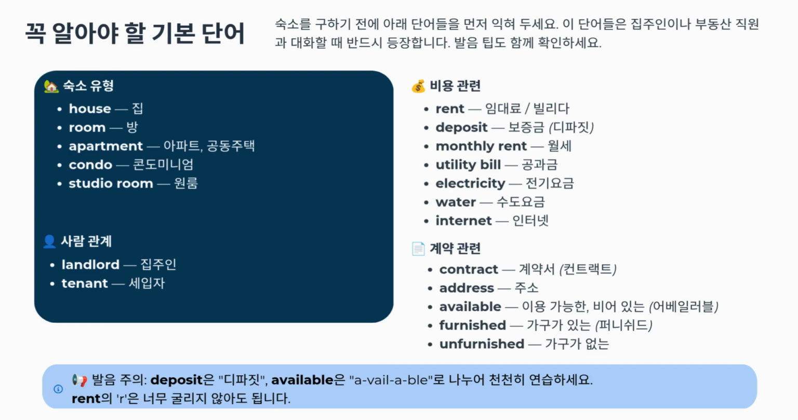Utility bills may include electricity, water, and internet. A furnished room has furniture, but an unfurnished room does not. Available means that the place is ready to rent. Repeat aloud. Landlord, tenant, deposit, available, and furnished.